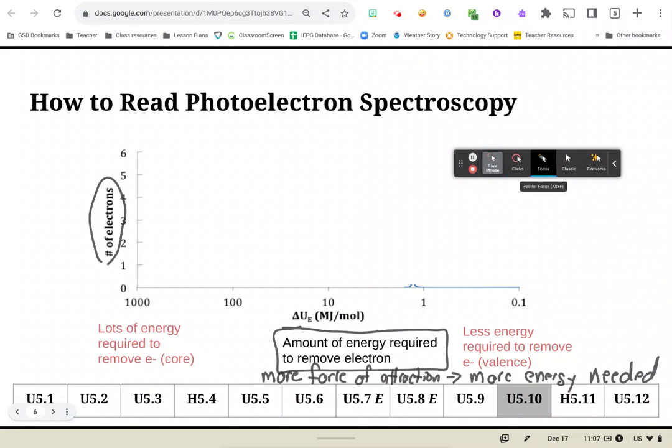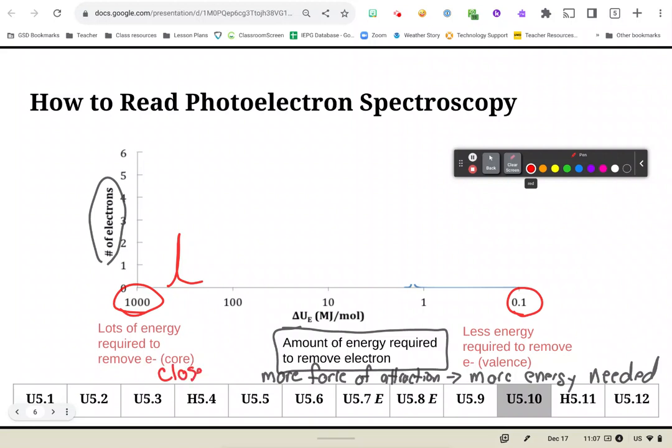All right, so if we look at the x-axis here on this left side, sorry, I'm trying to get my mouse to do what I want it to do. All right, so here on this left side, the number is the highest there. And on the right side, the number is much lower. So what that means is if we see a peak, and the peaks are going to look like this, if we see that peak on the left side, it means lots of energy was required to remove the electron, which means it's a core electron or it is closer to the nucleus.